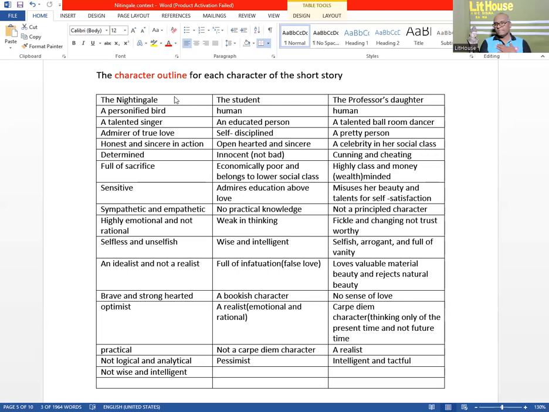Sensitive, right? She uses her heart rather than brain. She uses her heart. She's very sensitive. She feels sorry for other people. She is very sympathetic. Empathetic. That is the meaning of sensitive.